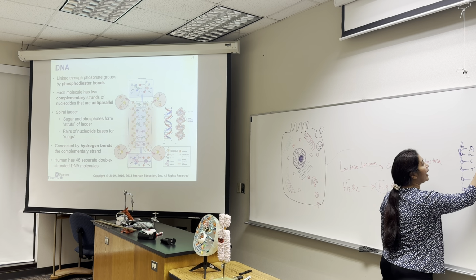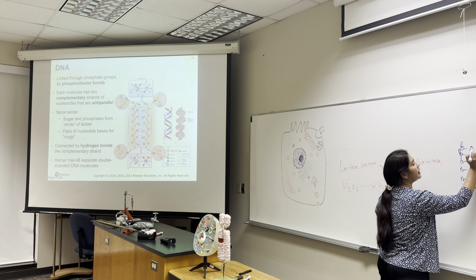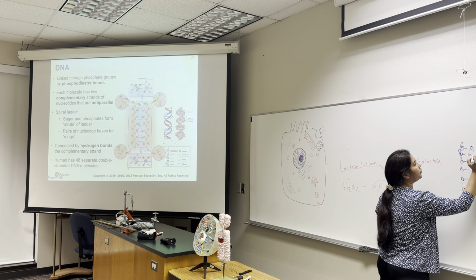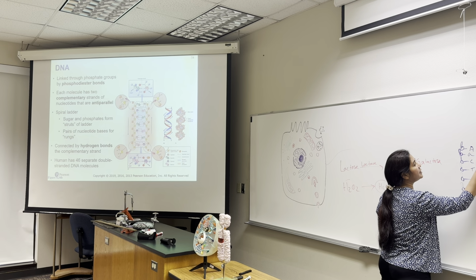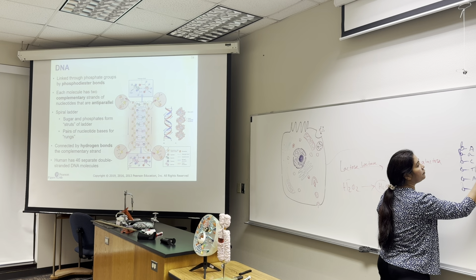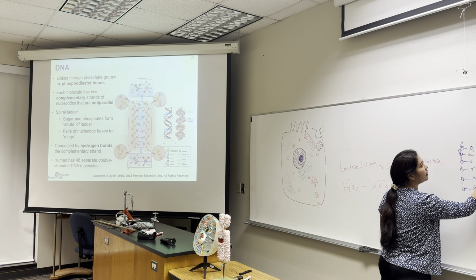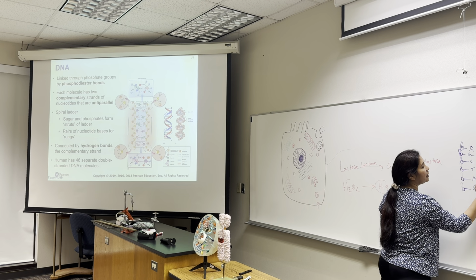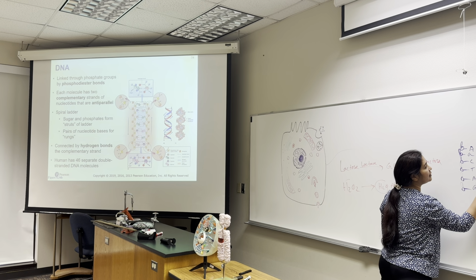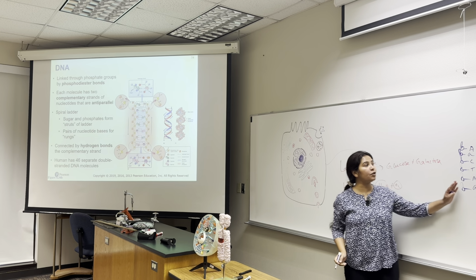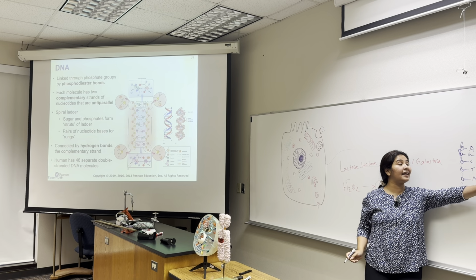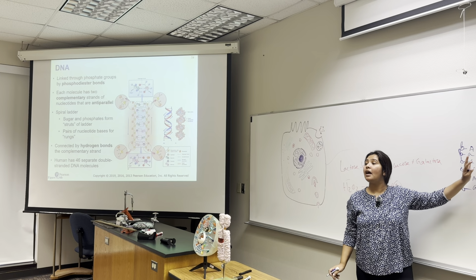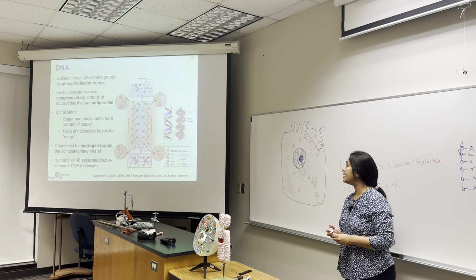When I say complementary, it means A binds with T. If you have A in one strand, you have T in the other strand. If you have G in this strand, you have C in the other strand. If you have C, you have G. If you have T, you have A. If you have A, you have T in this strand. So that is why your DNA is double stranded, anti-parallel, and complementary to each other.